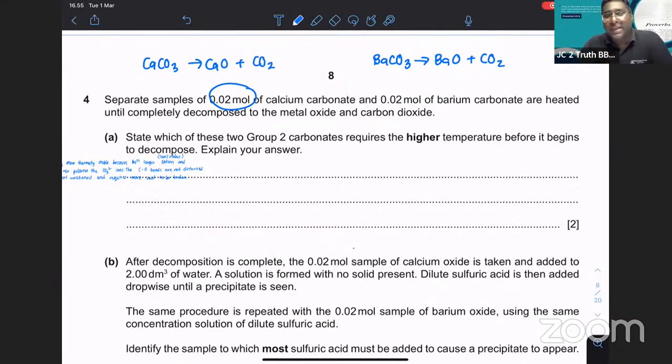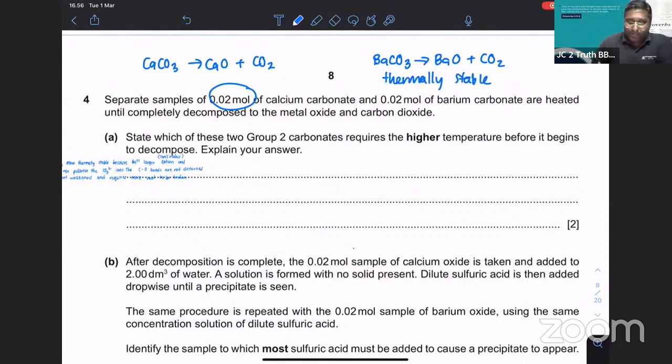Now, this one we have learned in AS, but the explanation we have learned in A2. The barium carbonate is more thermally stable. In AS we learned only that group 2 carbonates become more thermally stable going down the group. But in A2, we have learned why. When we talk about stability, we talk about the ion polarization.